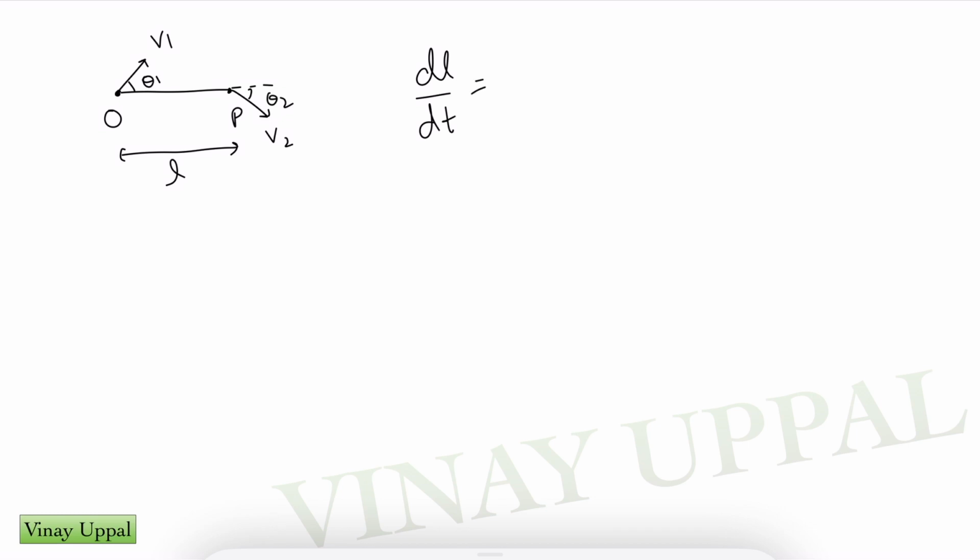You should be able to realize that for point P, the component of velocity v2 along the length is away from the length. So v2 is trying to increase the length. So that will be v2 cos theta 2, the component of v2 along the length. And the component v1 cos theta 1 is towards point P. So therefore v1 cos theta 1 is trying to decrease the length. So we will have a negative v1 cos theta 1. So I hope you understood how I wrote this expression.